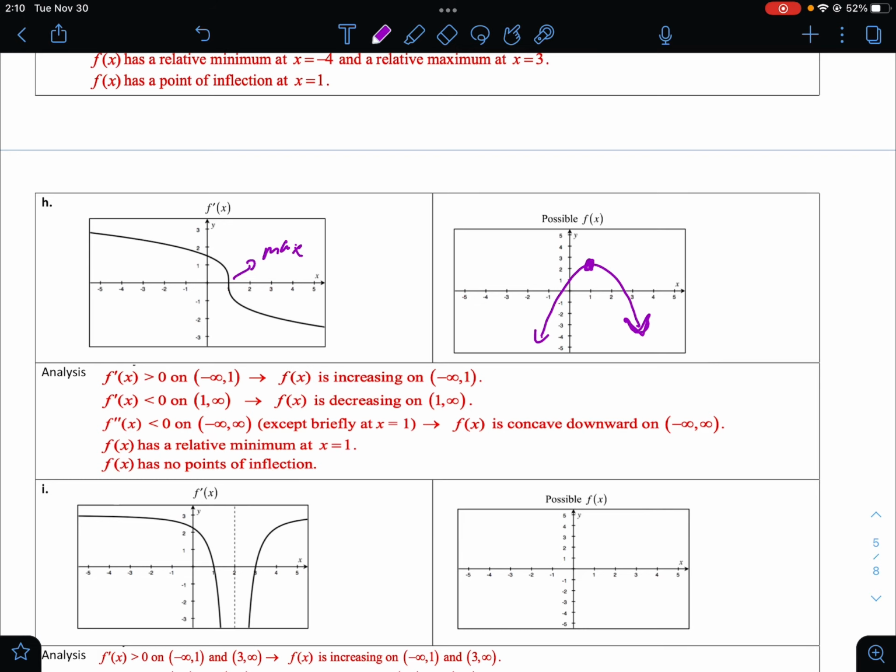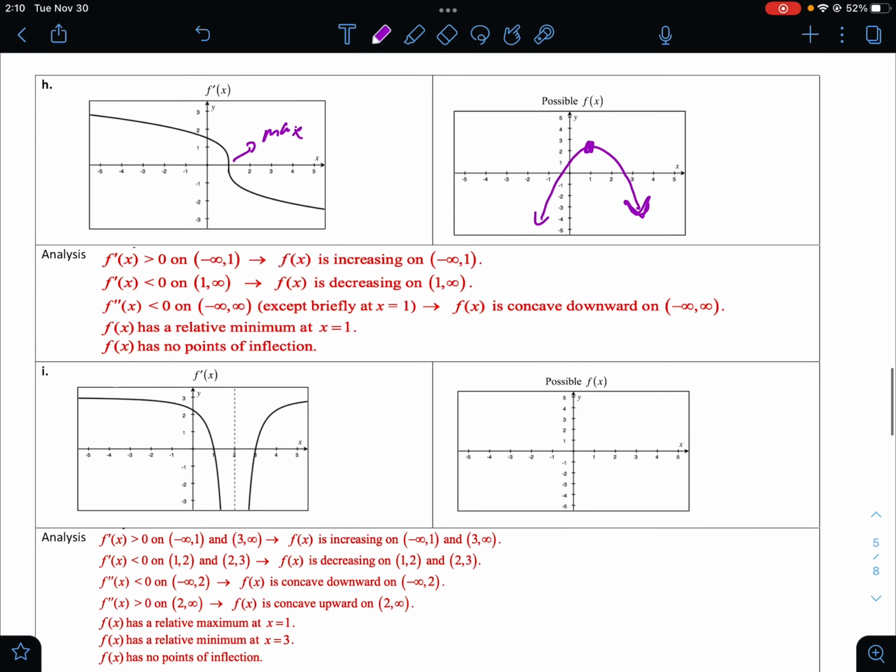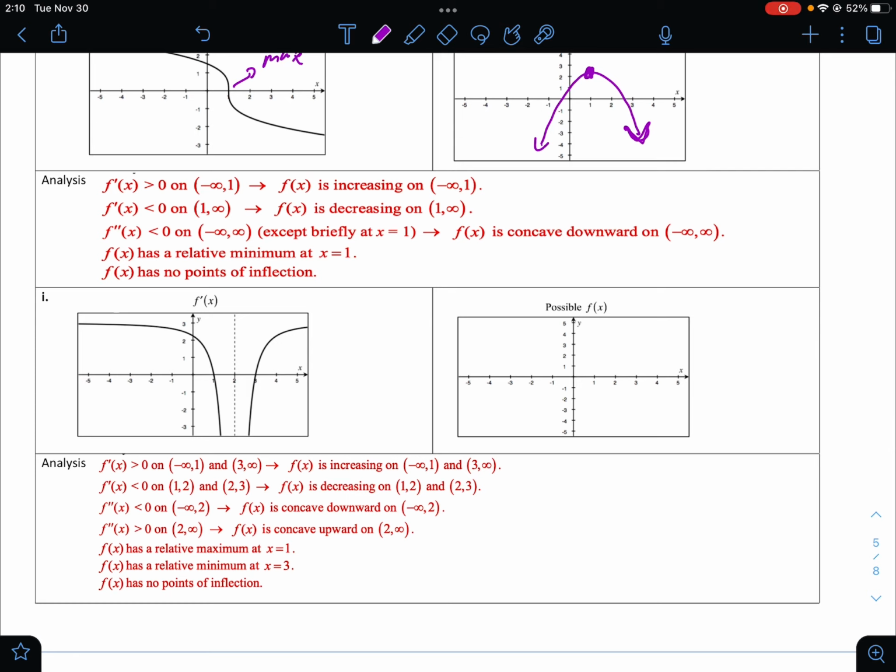All right, let's take a look at our next one, I. So the first derivative here is positive and then negative. So this point right here should be a local max on our graph. And then negative and then positive. So it should be a local min on our graph. So we know we have a maximum at 1 something and a minimum at 3 something.